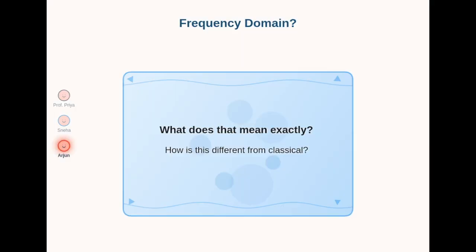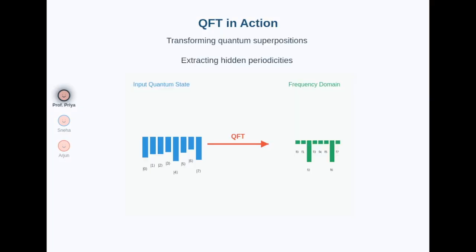Professor, when you say frequency domain, what does that mean for quantum states? How is this different from the classical Fourier transform? Excellent question, Arjun. The QFT takes a quantum superposition and transforms it to reveal hidden periodicities. Watch as we apply QFT to a superposition state. See how it extracts the underlying frequency patterns.